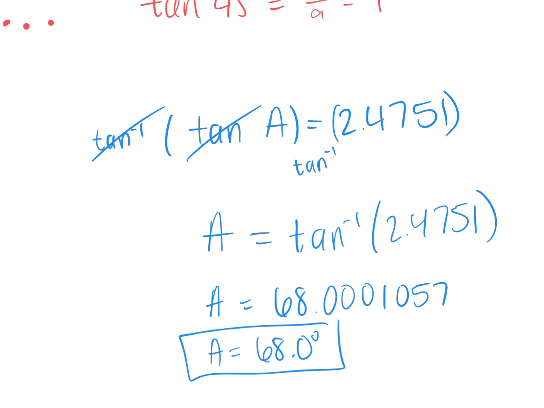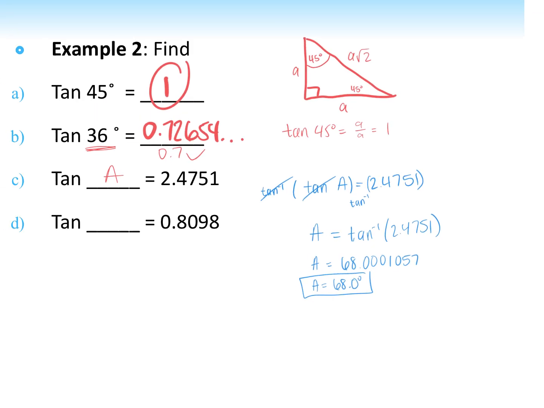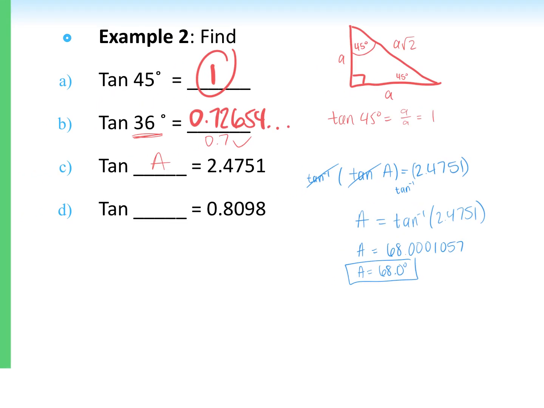Say that again? Yes, you should always put 0.0 if it asks you to round to the nearest tenth. So you may have to use the shift button to access the tan -1, because the shift button will access anything that's written above any of the buttons. Good questions.